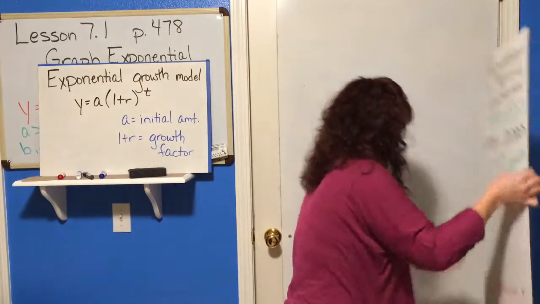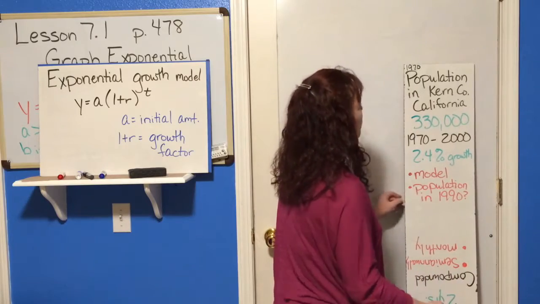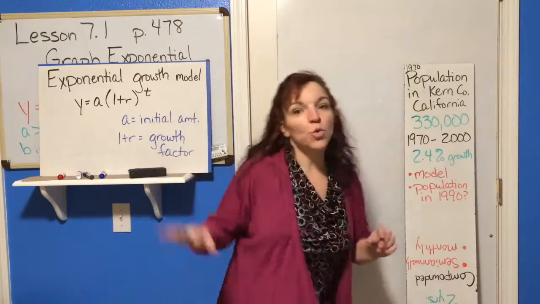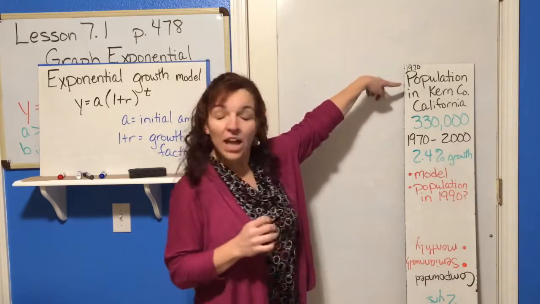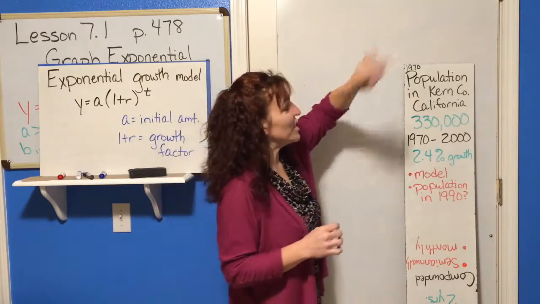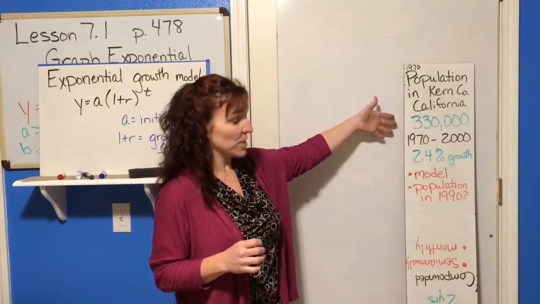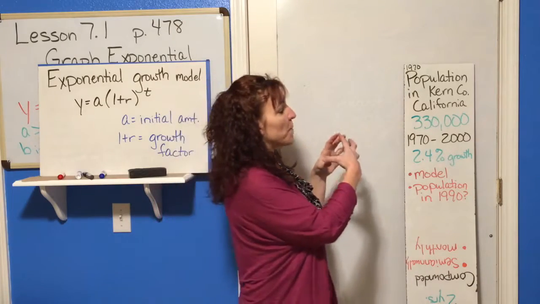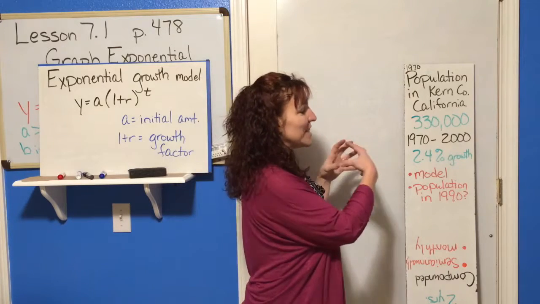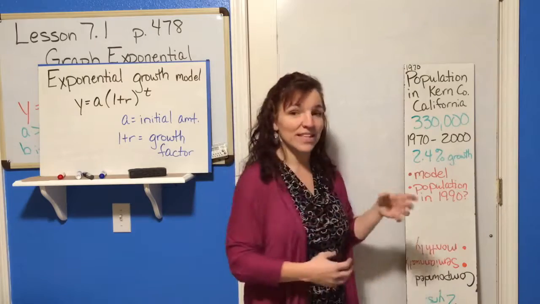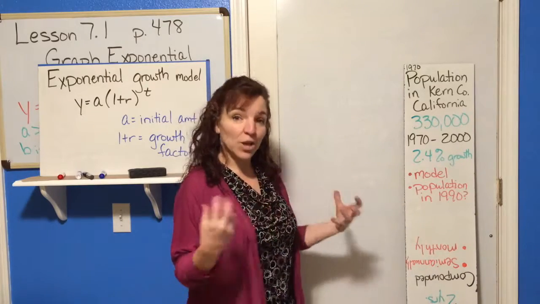Okay, so we're going to talk about the population of people. We're going to use this exponential growth model to talk about the population in Kern County, California. In 1970, they did a census, and the population was 330,000. And then from 1970 to the year 2000, they saw a growth rate of 2.4% annually.